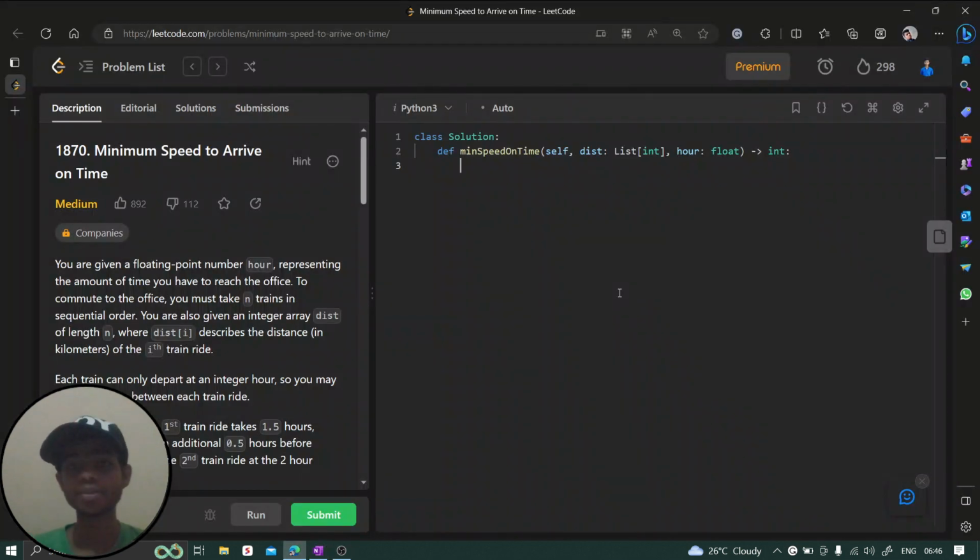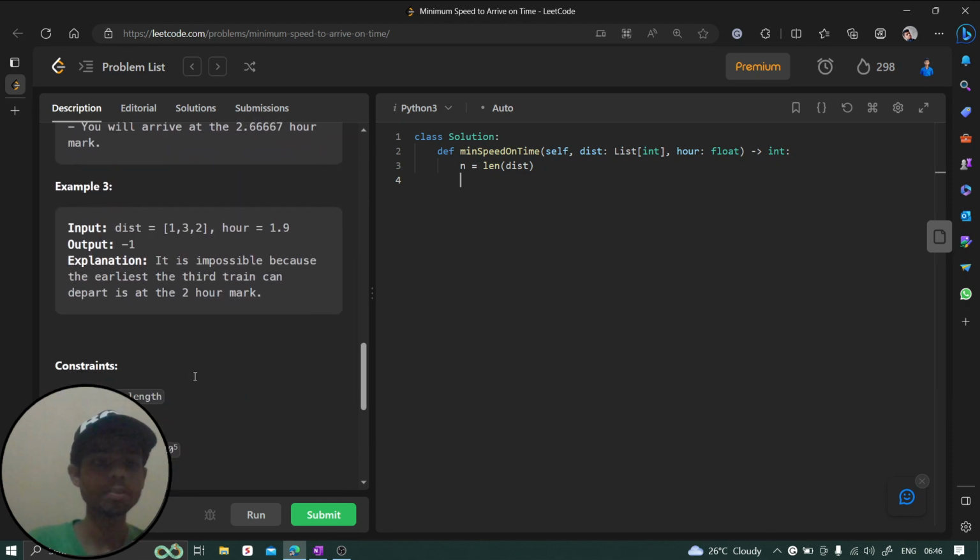So I'm going to open the browser. Here, guys, I'm first of all going with Python. First of all, take the length, the length of distance. And here we have seen the third example. Let me show you here as well. This third example directly gives us -1.